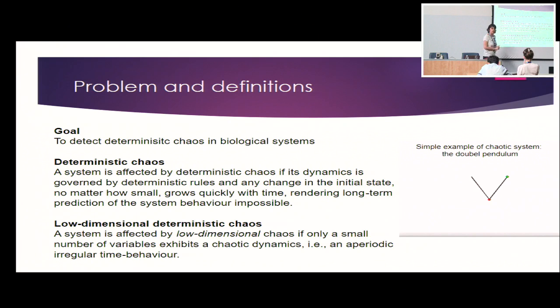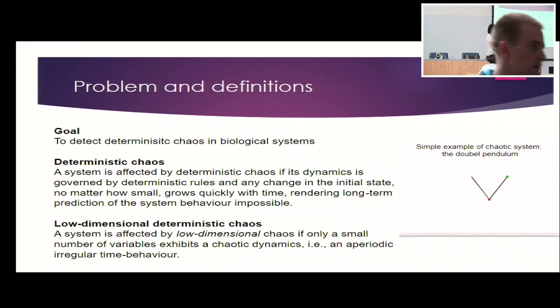to analyze a biological system and to detect the presence of deterministic chaos in this system, if, of course, there is any deterministic chaos in that system. So what is deterministic chaos? Because these two words seem to be in contradiction, of course.